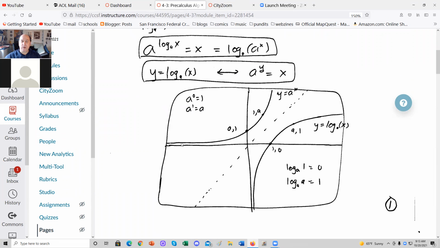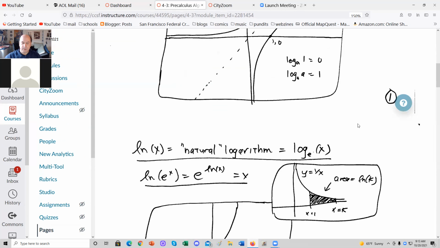Here's a graph of y equals a to the x for a bigger than 1. It goes to 0 by 1, it goes to 1 by a. If a is bigger than 1, then it starts very small and ends very big. The graph of the inverse you find by flipping the graph of the function through the diagonal. And you get this graph here. It goes to 1 by 0 and a by 1. So log base a of 1 is 0. Log base a of a is 1. These are counterparts to these equations. It starts out going to negative infinity fairly quickly, and it goes to positive infinity very, very slowly.